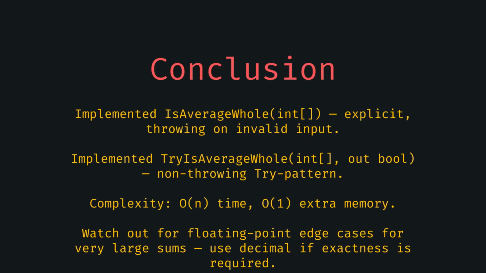Short and practical. The Average function plus a fractional check gives a concise solution. Use the throwing variant while developing, and the Try-style helper in user-facing code, where you want to avoid exceptions. This makes a neat little helper to include in utility libraries or beginner lessons.